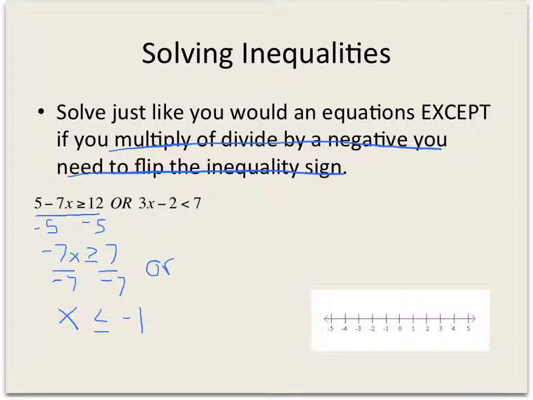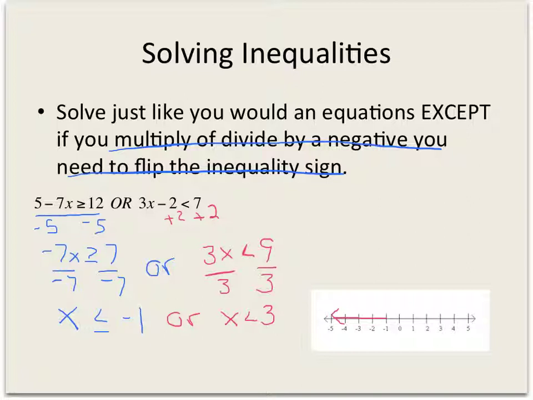Or, add the 2 to both sides. We get 3x is less than 9. Divide by 3. x is less than 3. So, we have a problem here. x can be less than or equal to -1, or x can be less than 3.